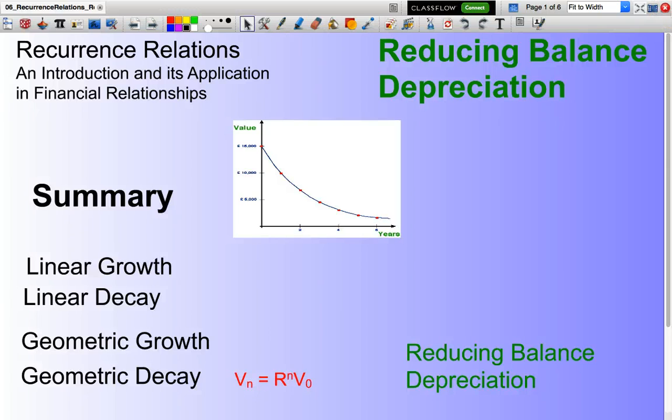Well, hello and welcome. In this presentation, I will be looking at reducing balance depreciation and how this can be modelled using recurrence relations.